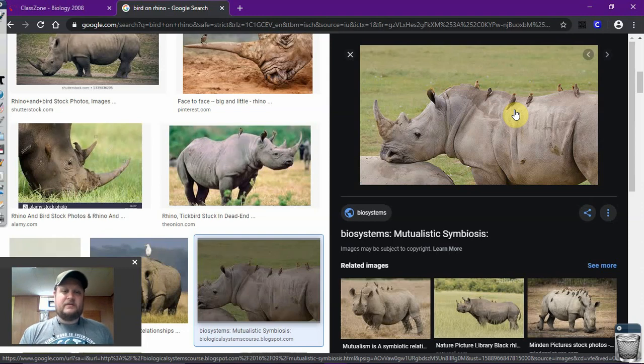So they're eating the bugs off the rhino. Rhino has no bugs, which is a good thing. The birds are getting a meal, which is a good thing. Plus, plus.